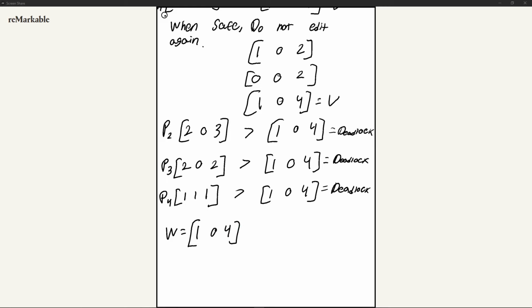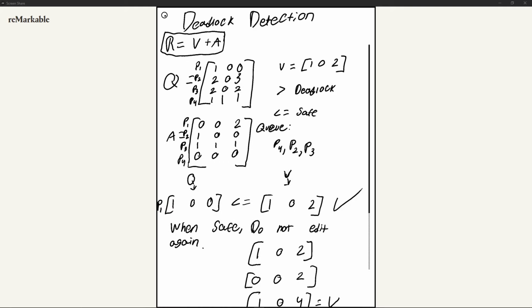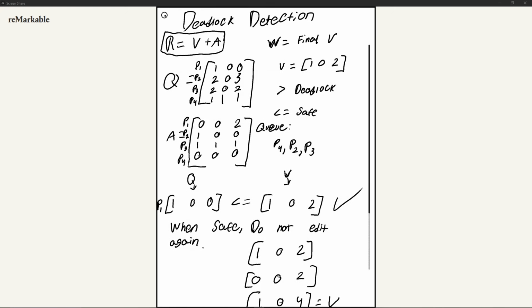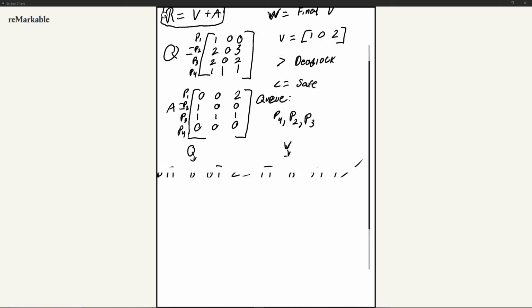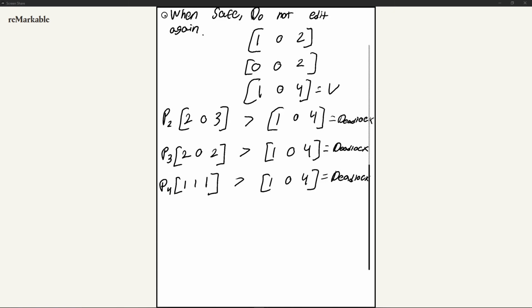So I'll write that up here, so you can take a picture of this: w is equal to the final v. Okay, all right, so that's it. This would be the solution to this problem. We found all the deadlocks. When you find all the deadlocks, there's nothing else you can do. But let's go ahead and do a quick sample.